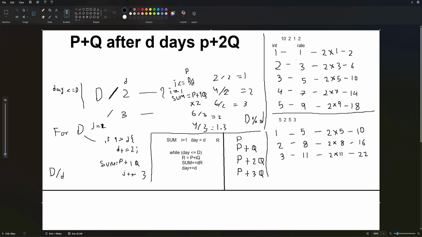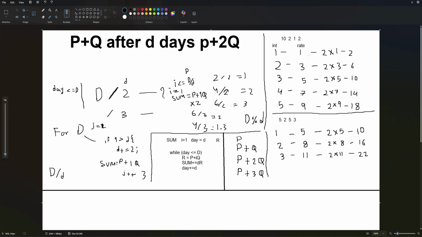In the first example, for the first interval, the rate is 1 because P is 1. Then for the second interval, the rate is 3 because we are adding P plus Q. Then in the third interval, we have P plus 2Q. Then the fourth interval, we have P plus 3Q and so on. Similarly, for 5 5 3 we have P, then P plus Q, then P plus 2Q.